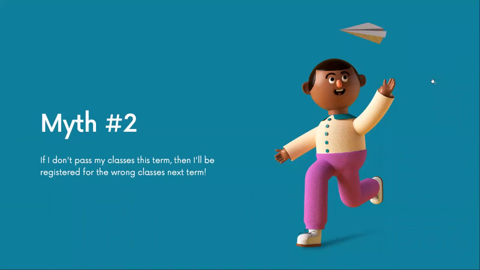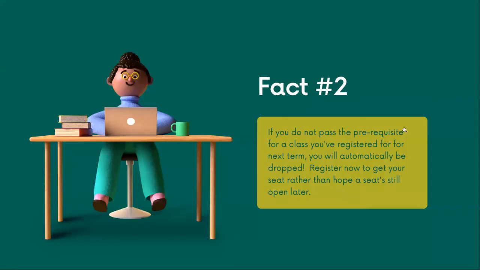Myth number 2 is the myth of, if I, a student, do not pass my classes this term, then I will be registered for the wrong classes next term. The fact is, if you do not pass any prerequisite courses for a class that you have registered for next term, you will automatically be dropped. And even if you weren't, you could go in and drop yourself.